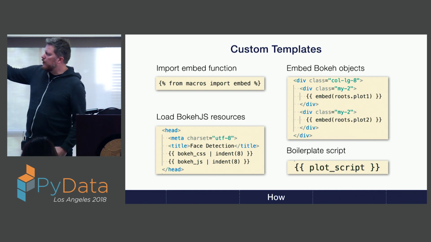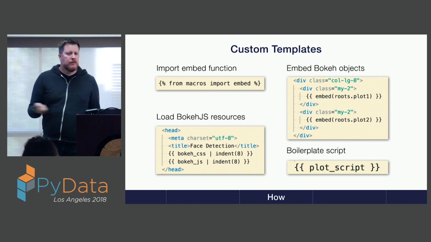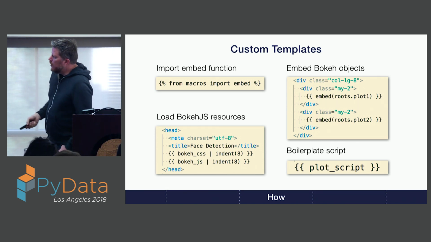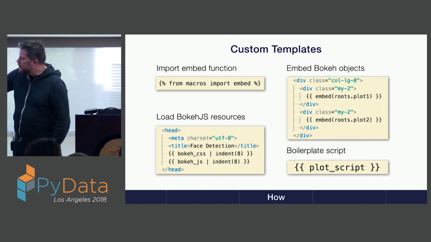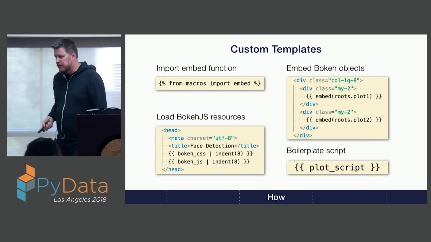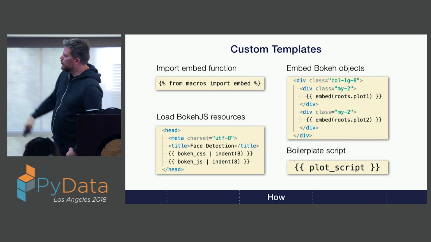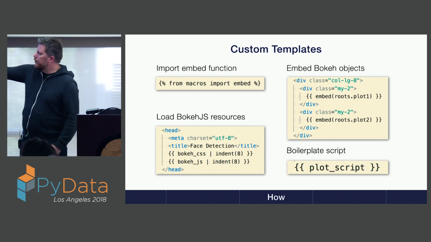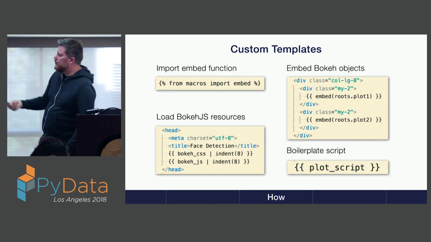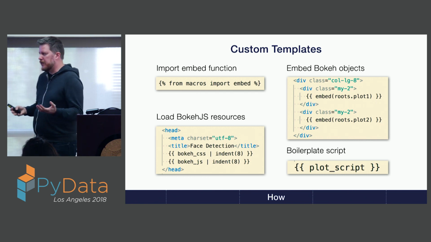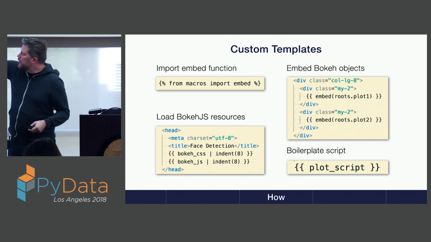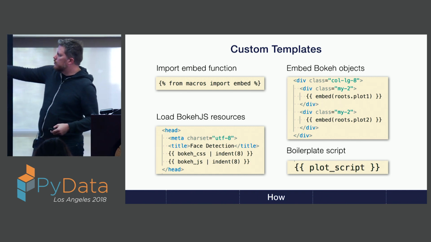There's an embed macro. This is a Jinja template, and Bokeh provides this embed macro. Up in the head of the document, there's a place where you need to supply the Bokeh.js resources, or actually Bokeh will supply those if you put those template parameters there. And then you can embed Bokeh objects. If you're familiar with Bokeh, there's this notion of a document, and you can add roots to a document. You might add a plot as a document root, or a layout as a document root, or you might have several different document roots. You can individually embed all of these document roots wherever you want.